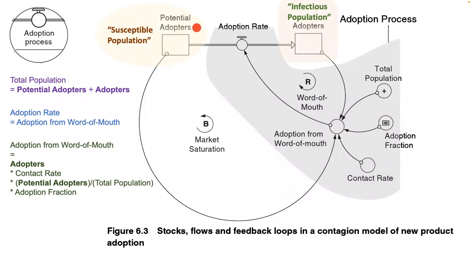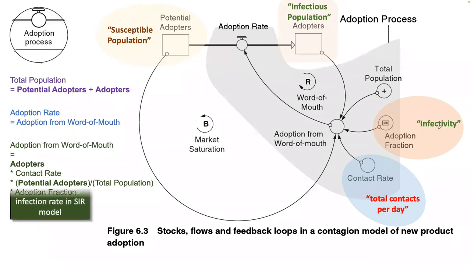We have our susceptible population and our infectious population. And then this contact rate is like an exact translation. This is how often adopters bump into anyone else in the population who will see them using this technology. The adoption fraction is, of all of those that they bump into, how many are likely to actually take up that technology they see them using? Oh, I saw you using an iPhone, I saw you driving an electric vehicle, I saw you recycling. Given that I saw you doing that, what is the probability that I will change my behavior and start doing that myself?